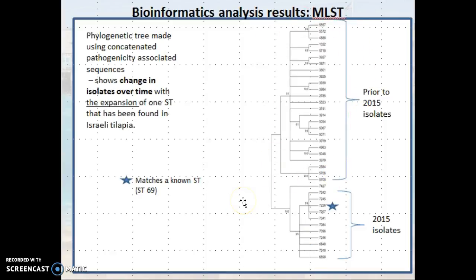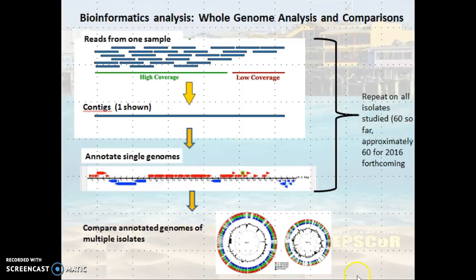And if you'll recall, earlier I mentioned that there was some indication from the numbers of isolates recovered per sampling event that there might be an expansion of some sort of Vibrio vulnificus that is easier to culture and therefore provides more isolates per sampling event. This phylogenetic tree really does suggest that there is something different about the 2015 isolates, that they're changing, they're responding differently, and they're genetically different than the pre-2015 isolates. So we're interested in following up on that work. That's the MLST work and where we're at with it so far.